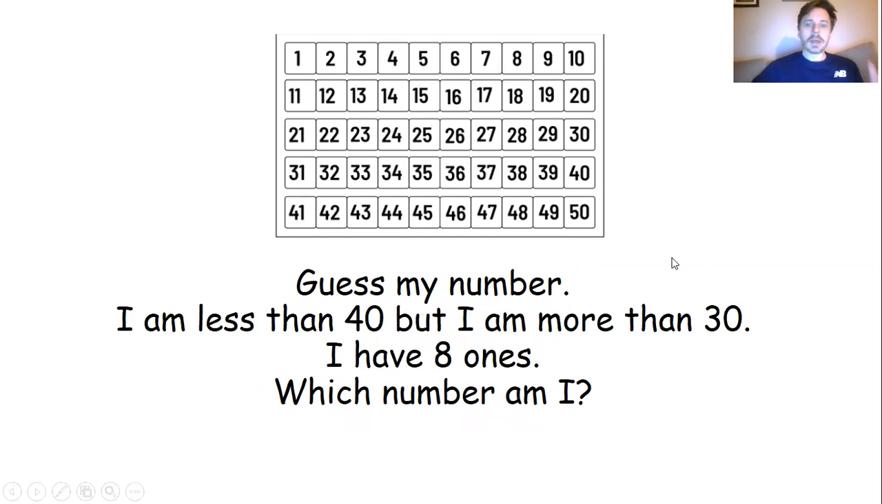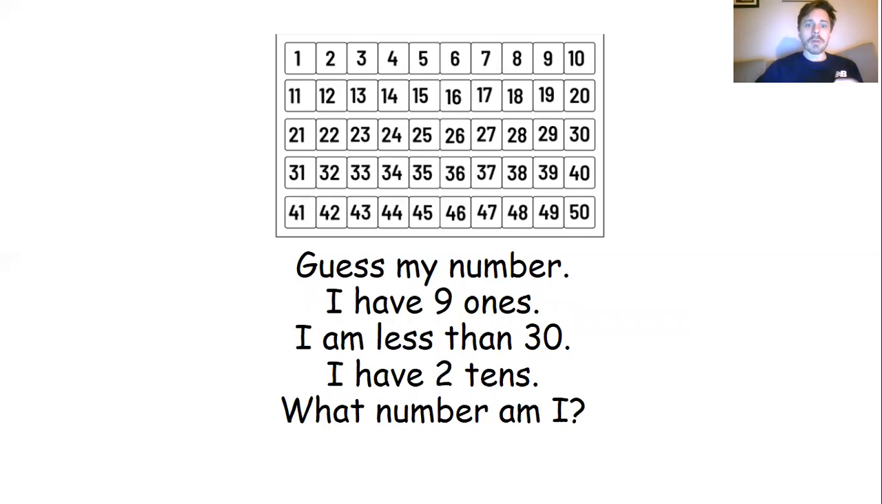We've got another one coming up. Guess my number. I am a number less than 40, but I am more than 30. I have 8 ones. Which number am I? Let's have a quick look together at the 1 to 50 grid. I am less than 40, so there's 40. It can't be any number greater than 40, but more than 30. So there's 30 there. Looking on our grid, it's going to be along that line there. I have 8 ones. The only number that I can see with 8 ones is, that's right, 38. So the number was 38. Well done if you got that one right.